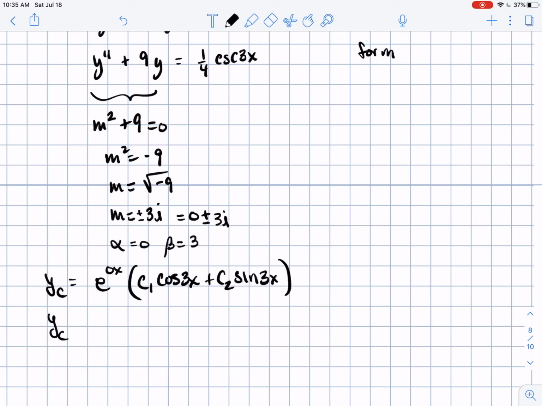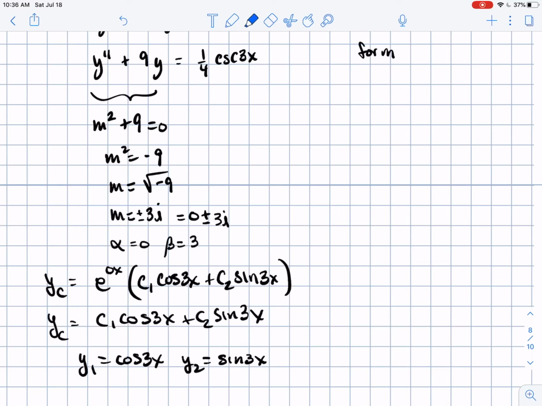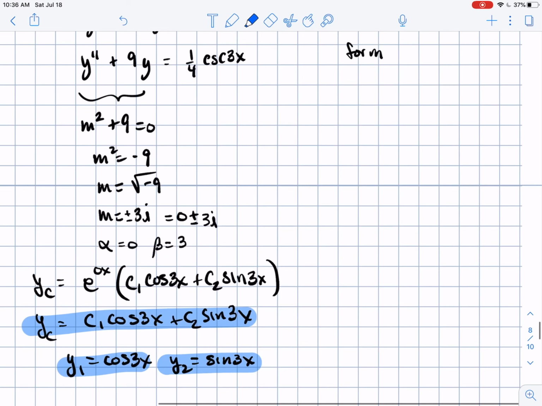So what I'm going to do is just rewrite it as c1 cosine 3x plus c2 sine 3x. Okay, so here y1 is cosine 3x, and y2 is going to be sine 3x. Alright, so we have that set up. Remember, you're going to use this at the very end anyway, but the main thing is we want to find what y1 and y2 are.